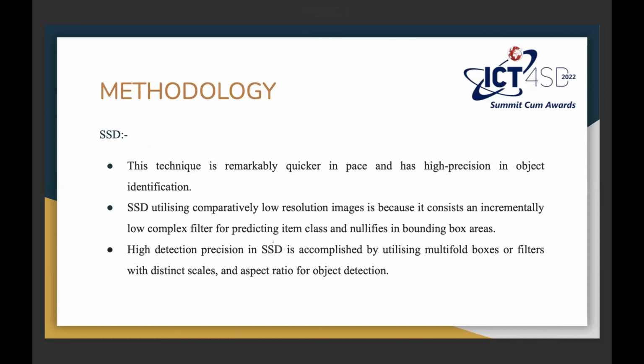So for SSD, this technique is remarkably quick in pace and has high precision in object identification. As you all know, SSD is presented by Google. SSD utilizes comparatively low resolution images because it consists of an incrementally low complexity filter for predicting item class and bounding box areas. High detection precision in SSD is accomplished by utilizing multiple boxes or filters with distinct scale and aspect ratios for object detection.